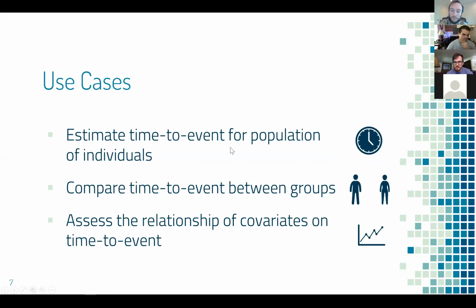And then if you want to compare the time to event between two groups, as I said before, we're going to look at the log rank test. And then for assessing the relationship of covariates on time to event, that's where the Cox proportional hazards model comes into play. And so those are the three use cases that we'll be looking at today.